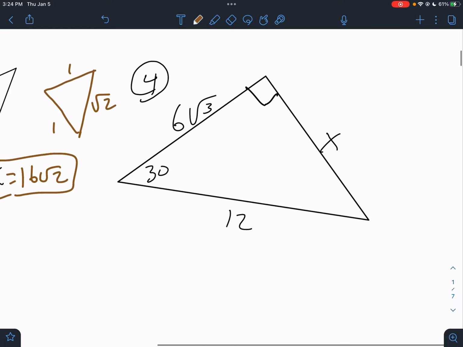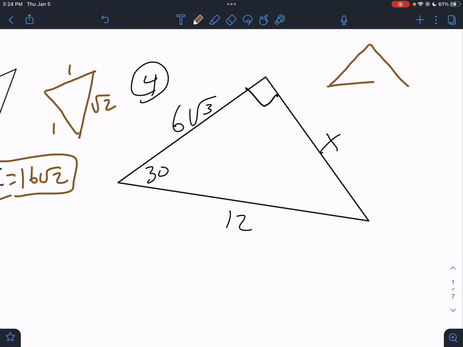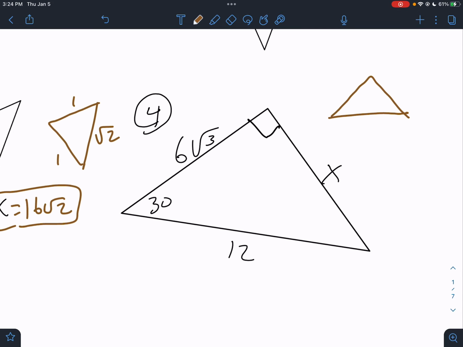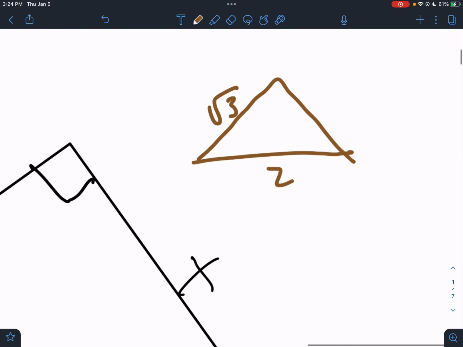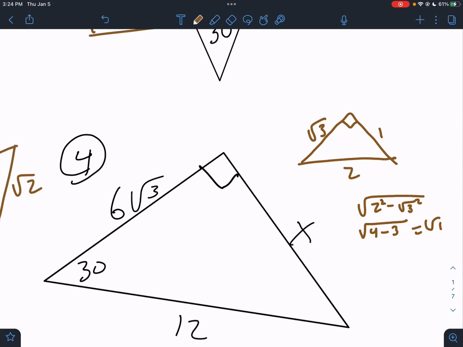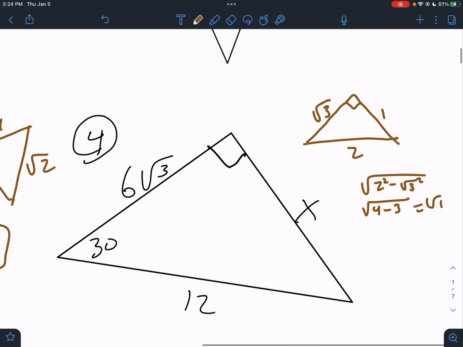Okay. How about over here? We got another right triangle. I'm going to make a smaller version. What's the GCF? 12 and 6 root 3. We can divide by 6. That would give us the square root of 3. 12 divided by 6 would give us 2. So let's do Pythagorean theorem on that. Since we know that 2 is the biggest one, we're going to do the square root of the hypotenuse squared minus the leg squared. And that would be the square root of 4 minus 3, which is the square root of 1, which is 1. So that last side is going to be 1, but we need to make it 6 times bigger. 6 times 1 is 6.